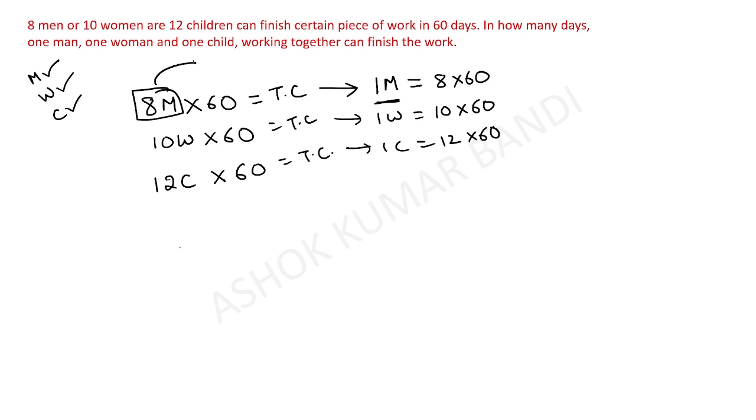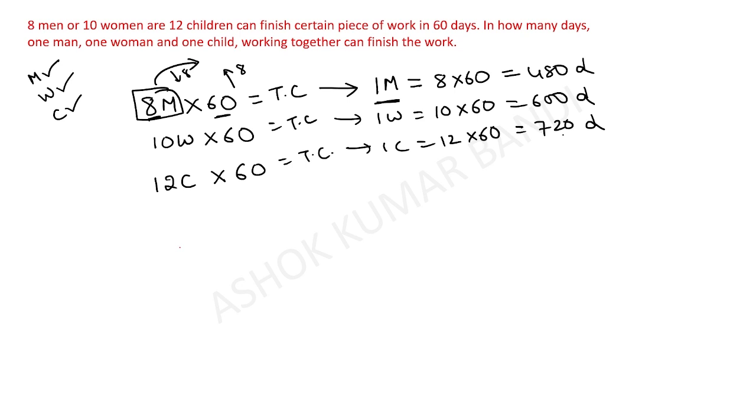That means the working force got reduced by 8 times, so time is going to increase by 8 times. If you don't understand what I'm saying, you can simply multiply these two numbers. You are going to get the time taken by 1 man, 1 woman and 1 child. So this is going to be 480, and this is going to be 600, and this is going to be 720 days. So one man will take 480 days, one woman will take 600 days, one child is going to take 720 days.